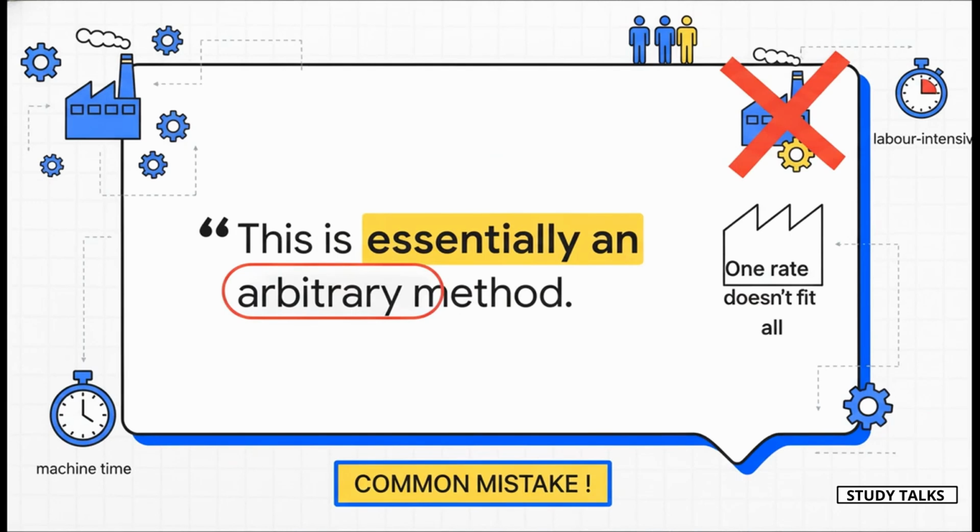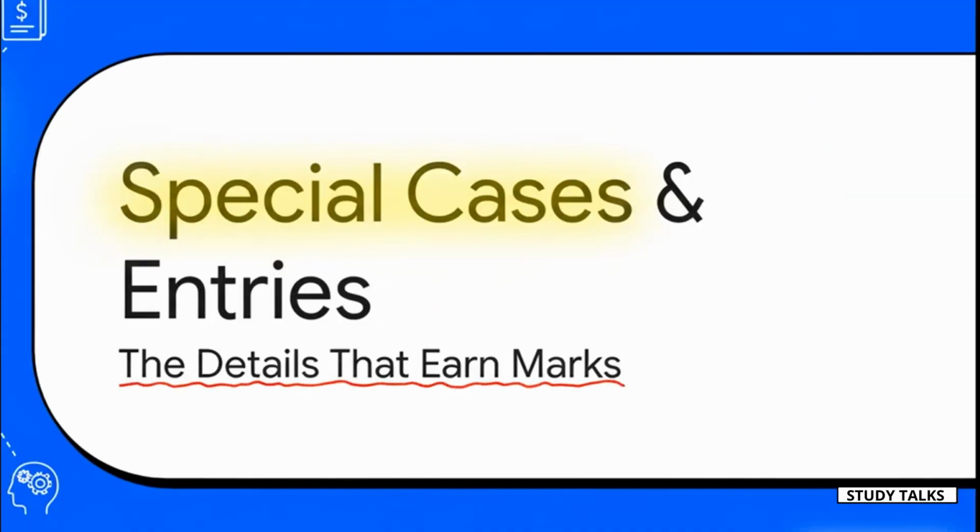And hey, don't just take my word for how tricky this is. Look at this quote. The ICAI's own material says choosing a basis for overheads is essentially an arbitrary method. That's a massive clue. It's telling you there's no single magic answer, which is precisely why a single blanket percentage is always wrong. A job that's machine-heavy needs to absorb more machine costs. Simple as that. Okay, you've got the main framework. You're already way ahead of the game.